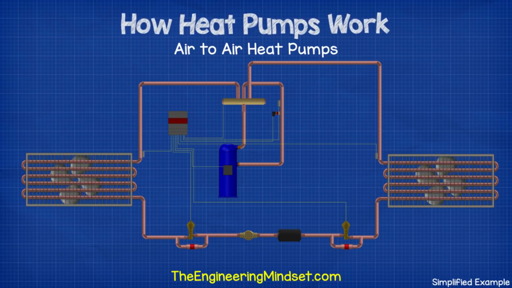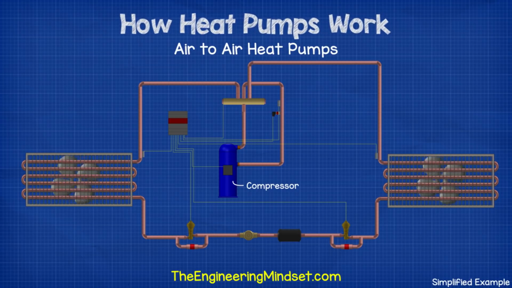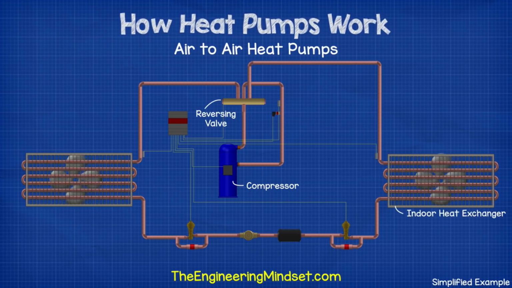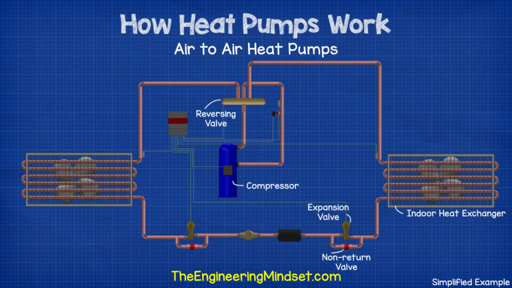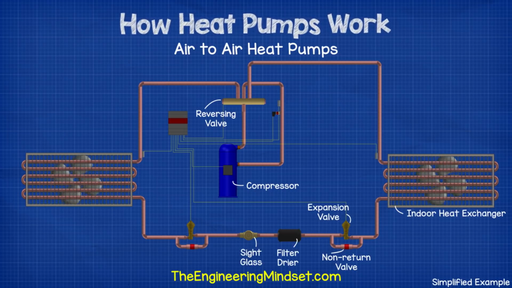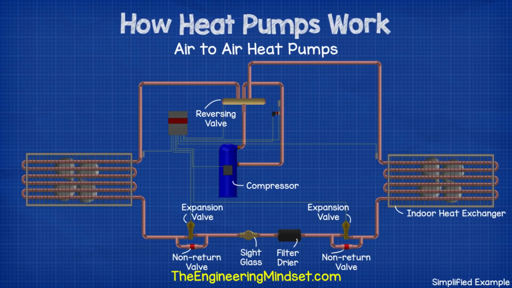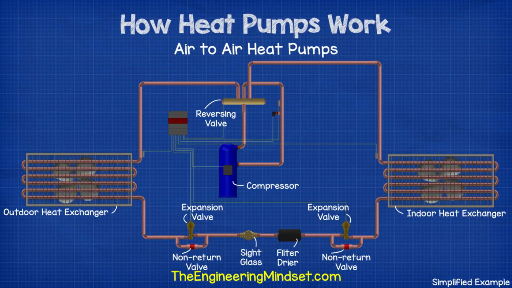The main components we'll have in this type of system are the compressor, the reversing valve, the indoor heat exchanger, an expansion valve with a non-return valve bypass, a bidirectional filter dryer, a sight glass, another expansion valve with a non-return valve and bypass. Then we have the outdoor heat exchanger. We also have a controller and a number of temperature and pressure sensors around the system.